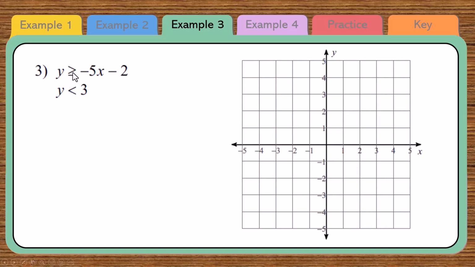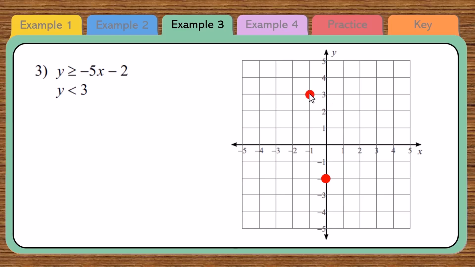Example 3. Y greater than or equal to -5x minus 2. Well, we know it's a solid line. We know our y-intercept is -2, so I put a dot here. -5 as a slope means I'm supposed to go down 5 and over 1. Well, of course, I run off the graph, so I got to go backwards again. Go up 5, 1, 2, 3, 4, 5, and back up 1, put a dot right there.